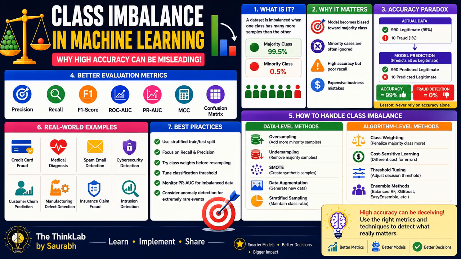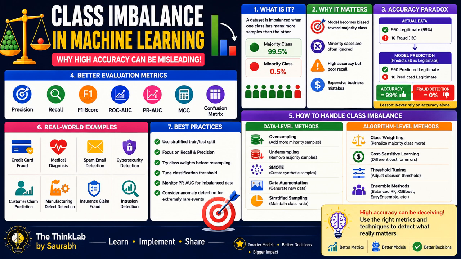So a data set is called imbalanced when one class contains more samples than another class. For example, imagine a credit card transaction data set. Out of 1000 transactions, 995 are legitimate and only 5 are fraudulent, right? So this means the data is highly imbalanced. The majority class is legitimate transactions and the minority class is fraudulent transactions, right?